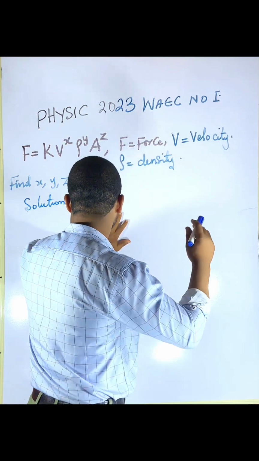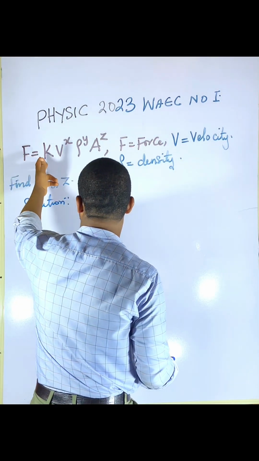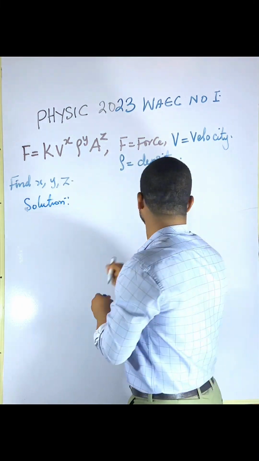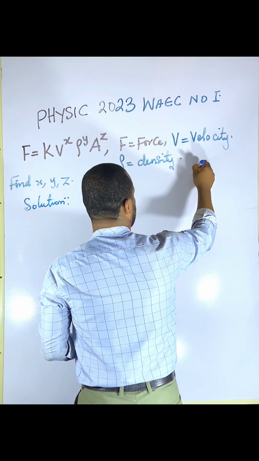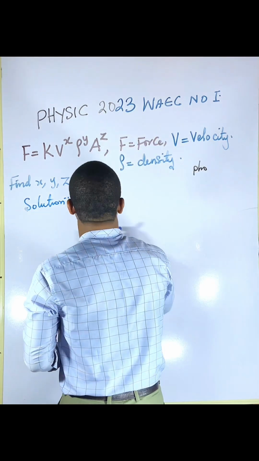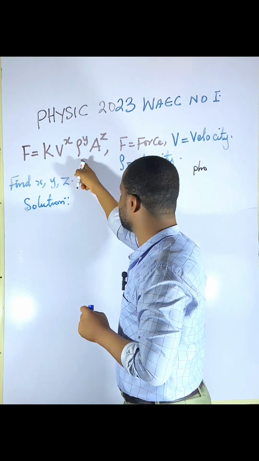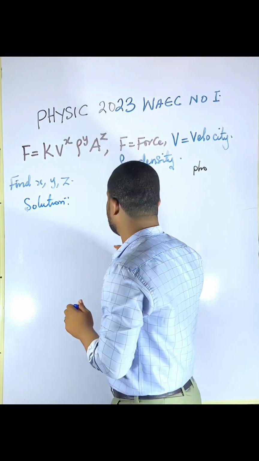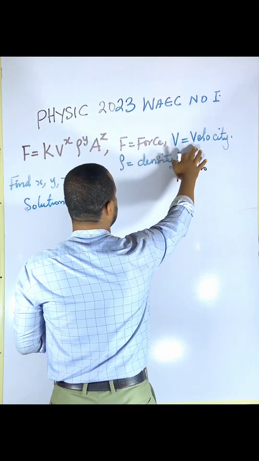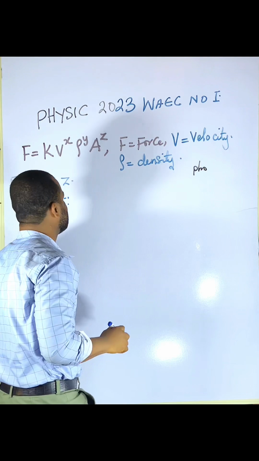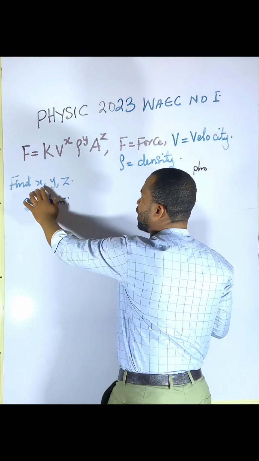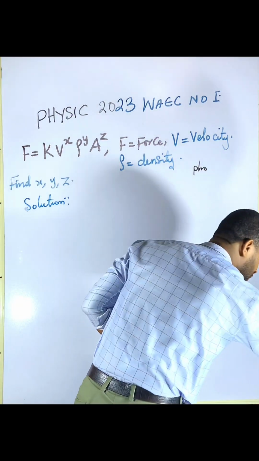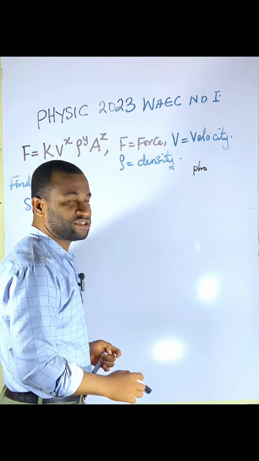Now the question has it that a force F = kV^x ρ^y A^z, where ρ is the symbol for density, and A has the power of z. F is for force, V is velocity, and ρ is for density. The question is, find the values of x, y, and z. And this is a question on dimensional analysis.